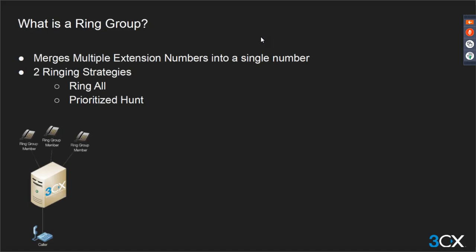The first one is ring all, and this is probably the most commonly used strategy, which basically means it will ring every extension within that ring group. You can add hundreds of extensions to it, and when you ring that ring group, or when you direct a DDI to that ring group, all the extensions will ring. Okay, and any single person can answer the call.